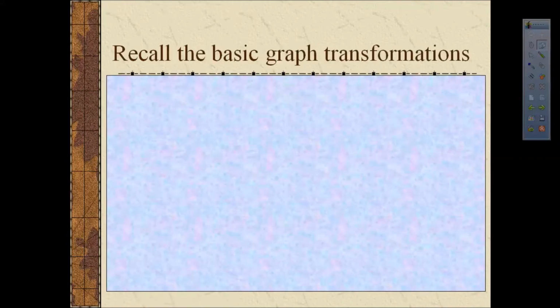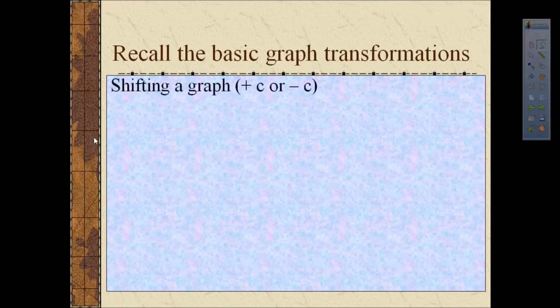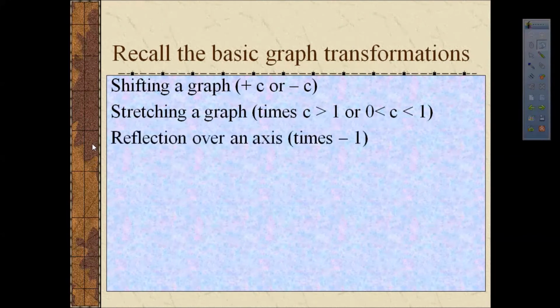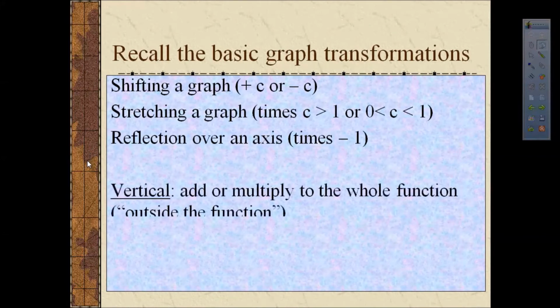Let's also recall some of the basic graph transformations that can happen. And we've seen all these transformations specifically with quadratics, but they can apply to any kind of power function. So we can shift a graph up or down or to the right or to the left by adding a number inside the function or outside the function. We can stretch a graph or squash a graph by multiplying the function times some constant. We can reflect any of these graphs over the x-axis by multiplying the whole function times negative 1.